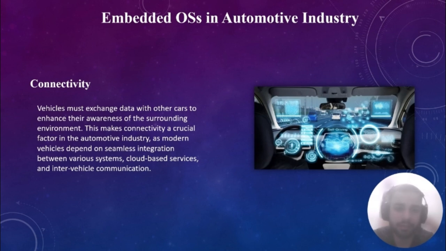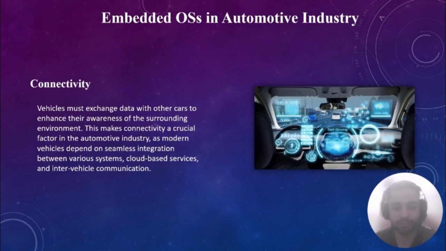In today's vehicles, embedded operating systems play a key role in enabling cars to communicate with each other and with their environment. This is essential for navigation and traffic updates, but also for ensuring real-time data exchange that supports safety and many other features for the cars.